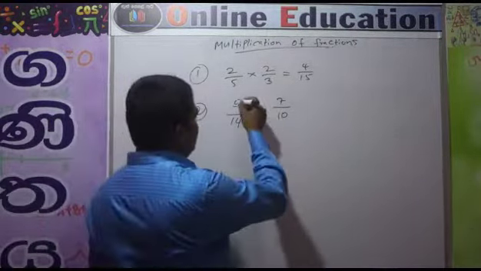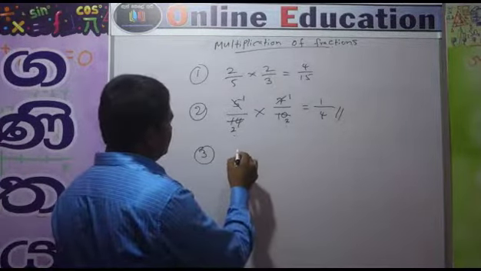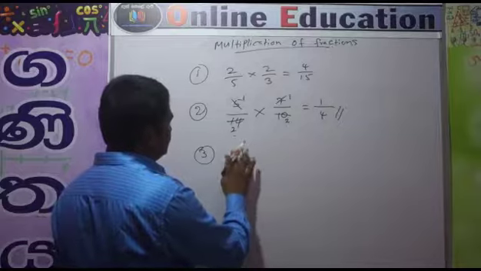Right, now here 1 into 1, 1. 2 into 2, 4. Very easy. Very easy. Third one.